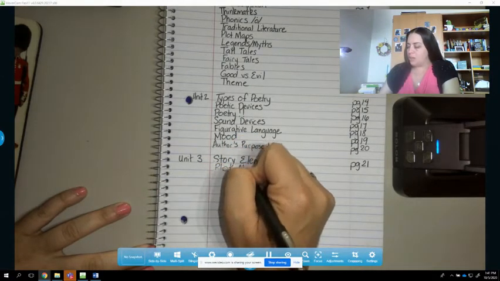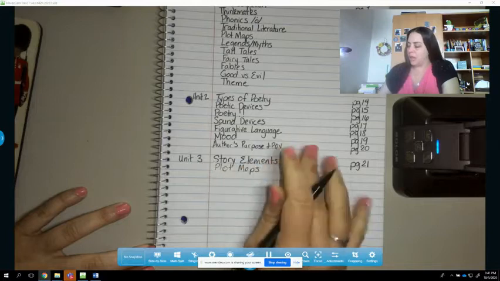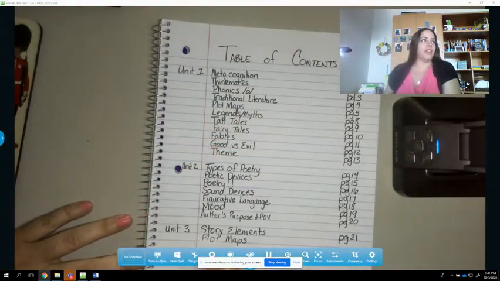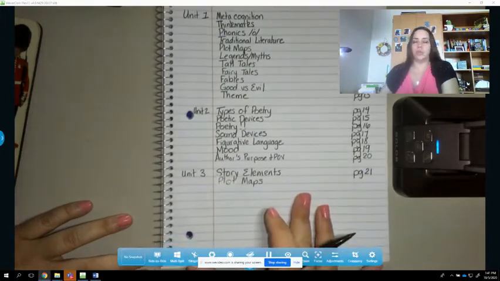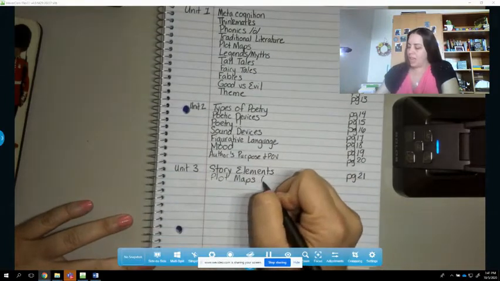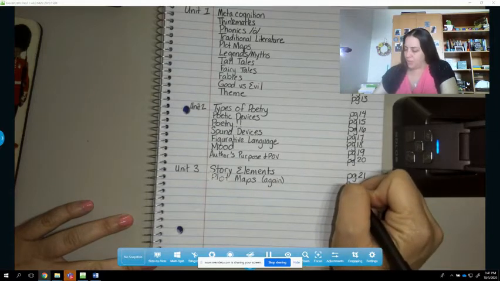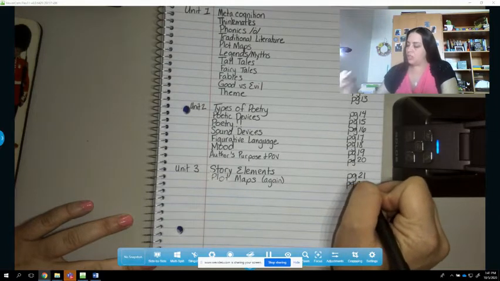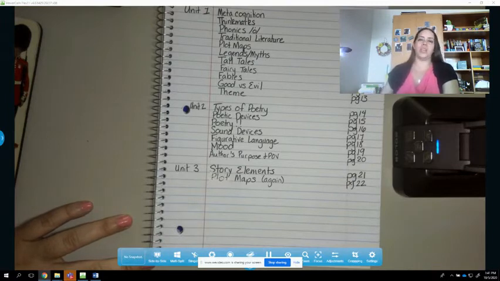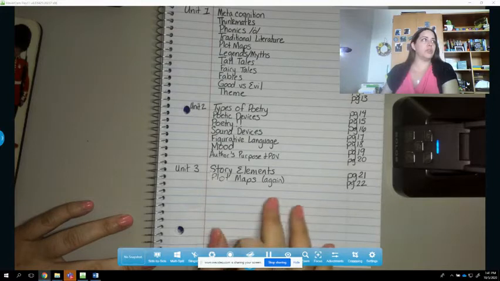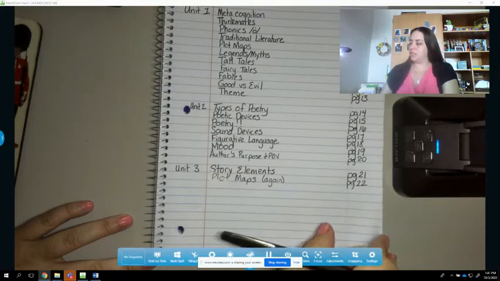And I know we've talked about plot maps, at least in my classroom, multiple times. Up here we had like 3 different plot maps. So yes, we're doing plot maps again. I know. I'm so excited about these though. All right, so page 22, this is our next blank page where we're working on our plot maps. Once again, go ahead and make sure you have this written down in your table of contents.